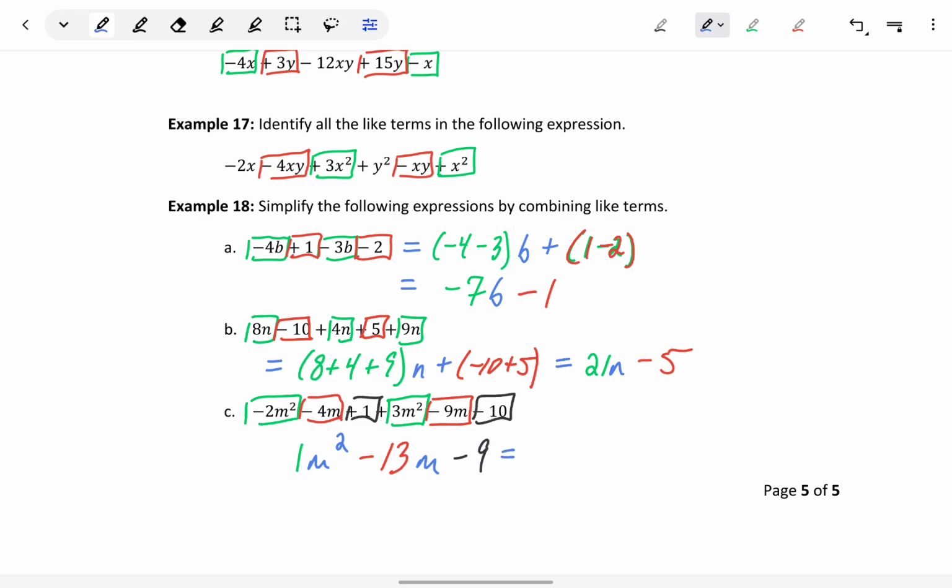Or to just simplify this a little bit, we don't need to write 1 times m squared. We can just write that as m squared minus 13m minus 9.